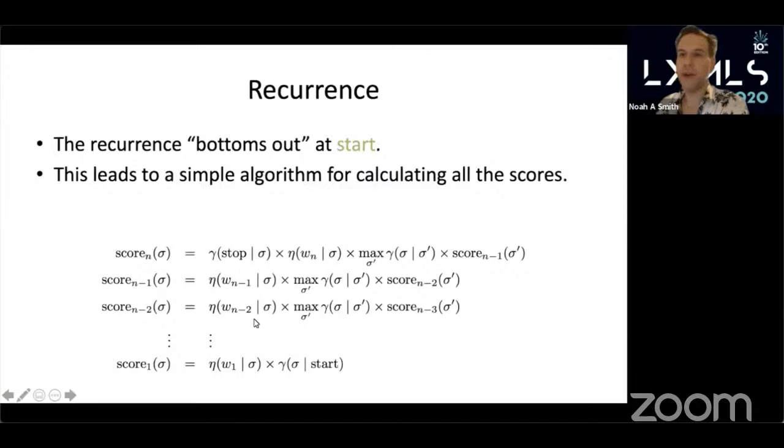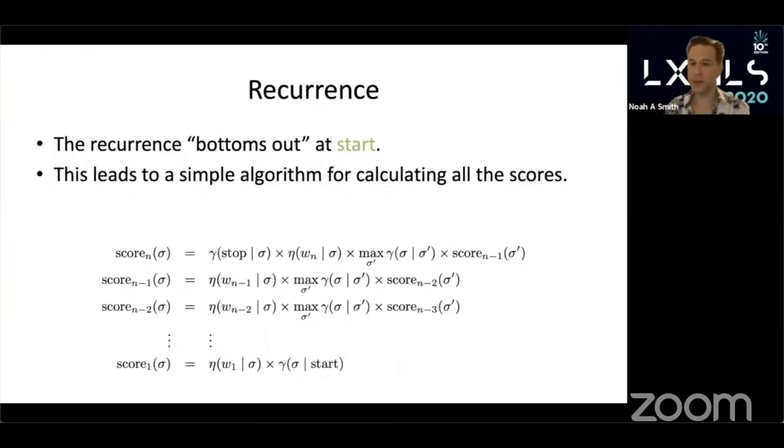And at the very end of the recurrence, the score at position 1 is very easy because we know that the state that came before position 1 is the start state. So here, in the base case of the recurrence, we can calculate the score of a label for the length-one prefix of the first word by multiplying together the probability of transitioning from the start state to that label and the probability of that label generating the very first word.